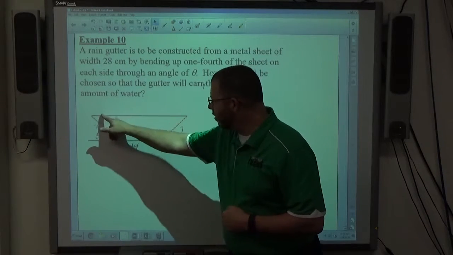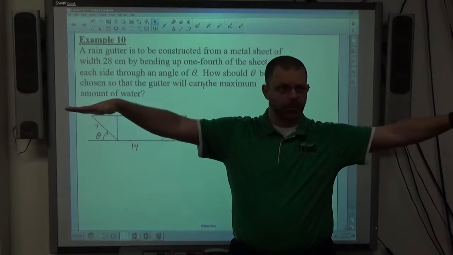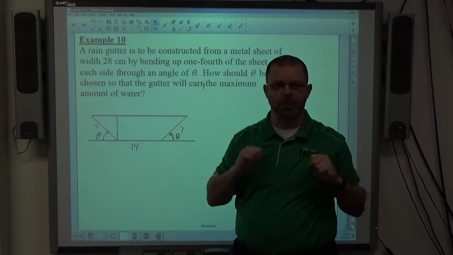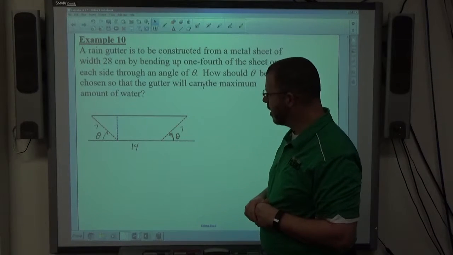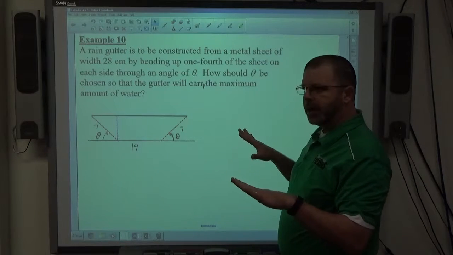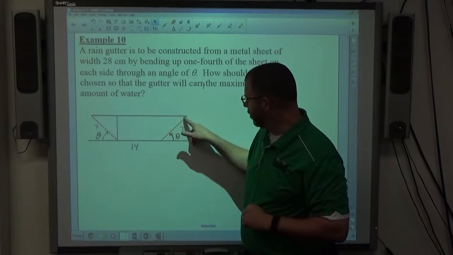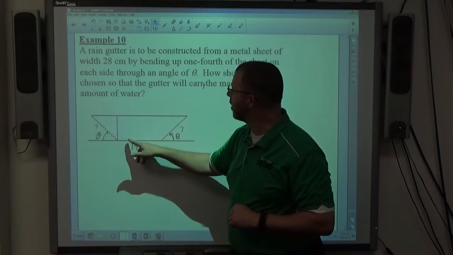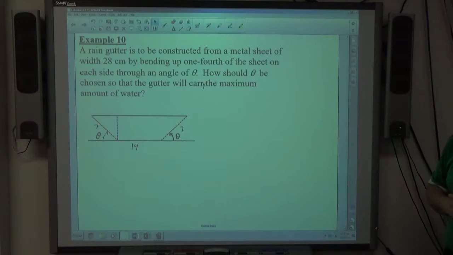This segment I have drawn across the top isn't actual material, it's just if you were to create this trapezoid that we're looking at. That's the finished part of the trapezoid. Is everybody understanding what we're looking at here? So this red to this black to this red represents the initial piece of metal that got folded up to create our gutter. Our job is to figure out the maximum amount of water this gutter can carry.